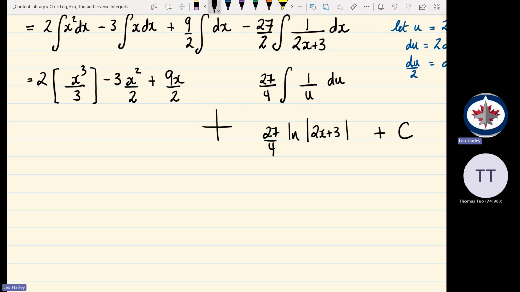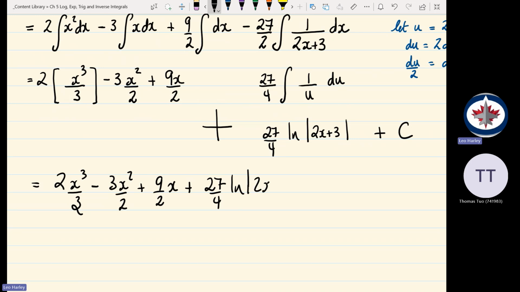Now, we could clean it up. Why don't we clean it up? So it's going to be 2x cubed over 3 minus 3x squared over 2 plus 9 over 2x plus 27 over 4, the natural log of the absolute value of 2x plus 3 plus c. Minus 27 over 4. Thank you.